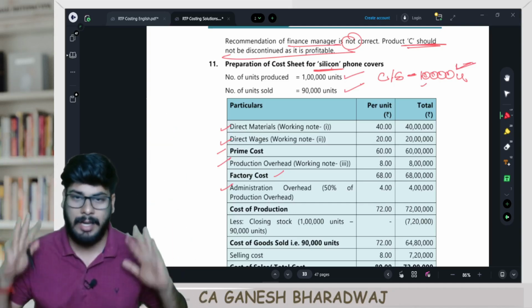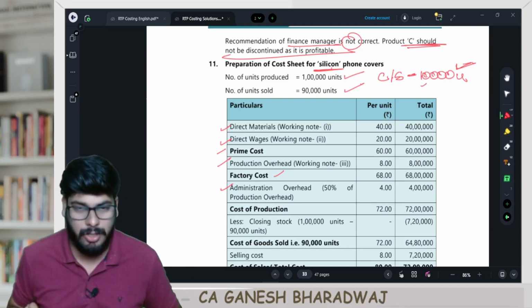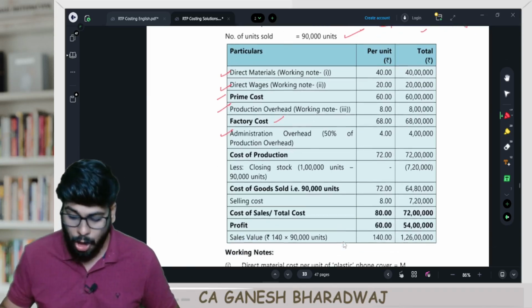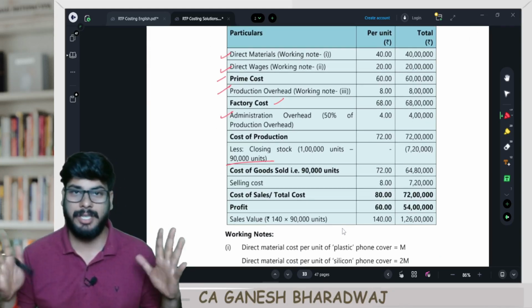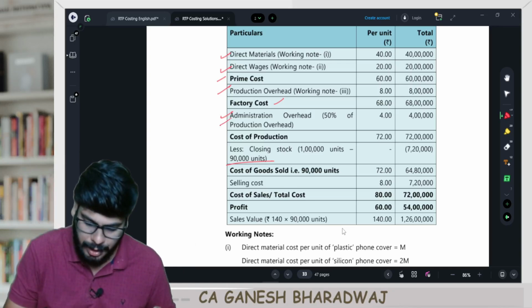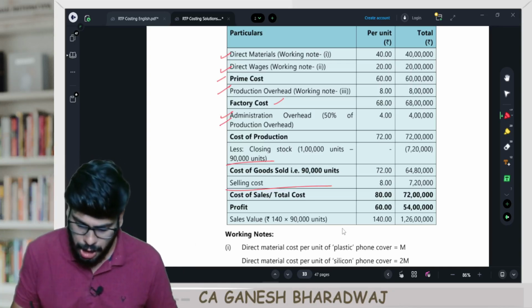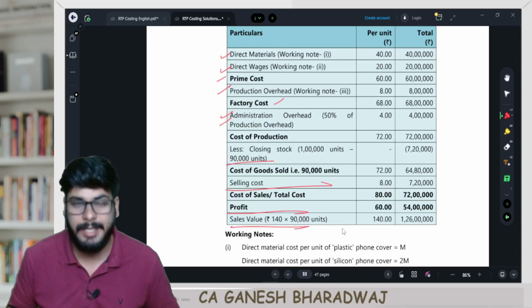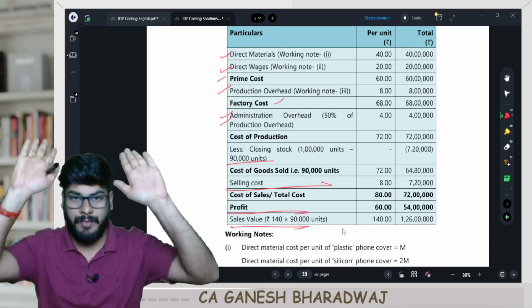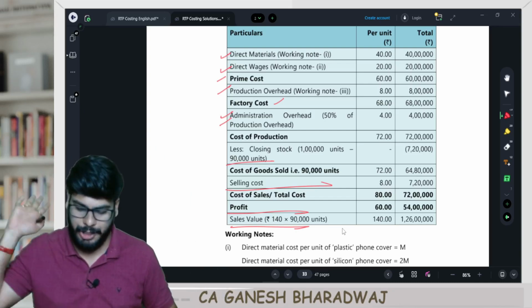Every figure we will work out, right? Less closing stock, you get your COGS, cost of goods sold. To this, add AOH, SOH. AOH is not needed here, since AOH relates to production, which we've already considered. Just add SOH, you get your cost of sales. To this, add your profit, you get your sales. Fine. We are still sticking to the format of the cost sheet only.